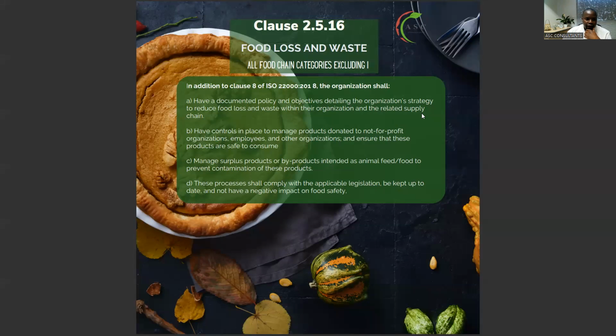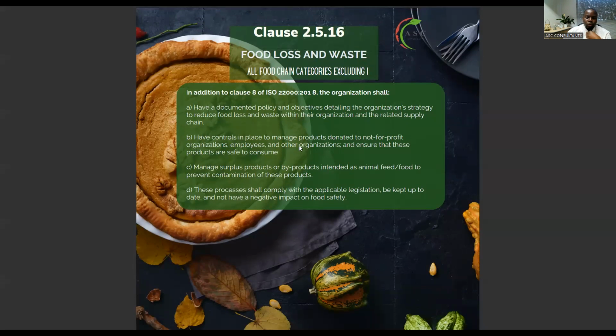Food loss and waste. So this one is new. It has really nothing to do with food safety or food quality, but it's the alignment with the UN sustainable goals to minimize food waste. That's what it is aimed at doing.